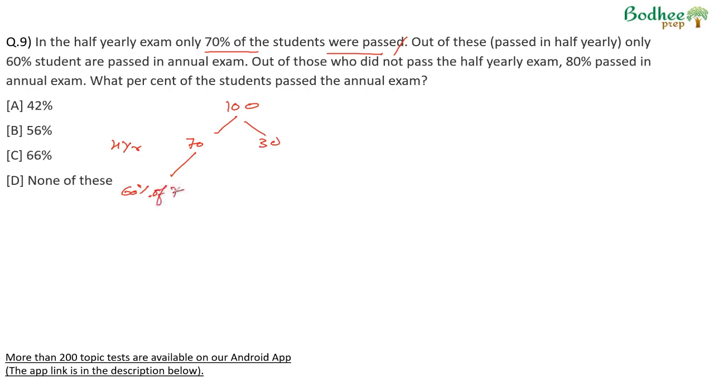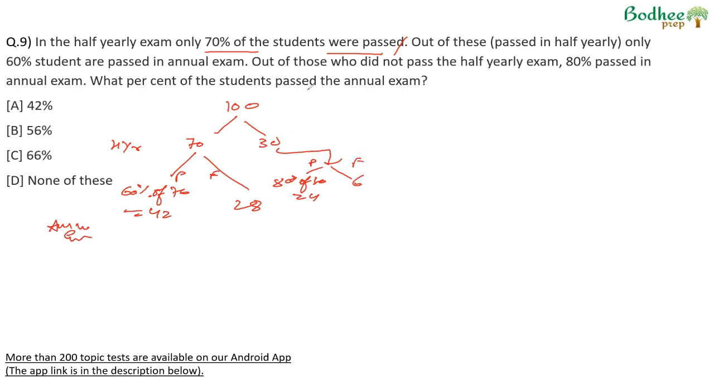60% of 70 is equal to 42. They passed in the annual exam as well. Annual exam pass, and therefore this is pass, this is fail. 70 minus 42 is 28. Out of those who did not pass in the half yearly, so we're talking about these 30 people, 80% passed in the annual examination. So 80% of 30, which is 24, passed in the annual examination, and therefore 30 minus 24, 6 failed in the annual examination.